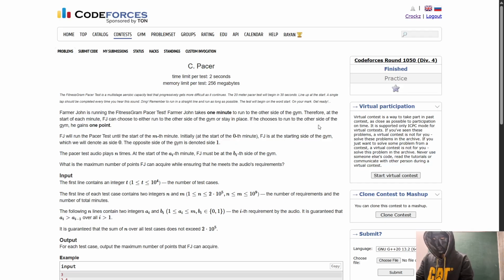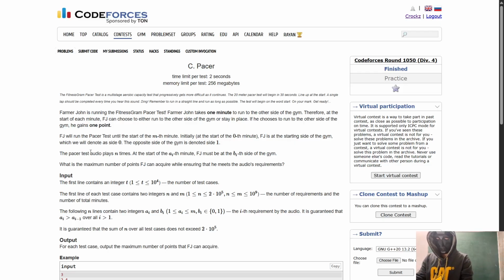If he chooses to run to the other side of the gym, he gains 1 point, because he has done some work. Farmer John will run the pacer test until the start of the mth minute. Initially, at the start of the 0th minute, Farmer John is at the start side of the gym, which we denote as side equals 0. The opposite side of the gym is denoted as side equals 1. So the left side, let's say, is 0, and the right side is 1.